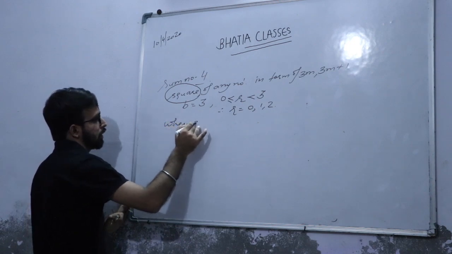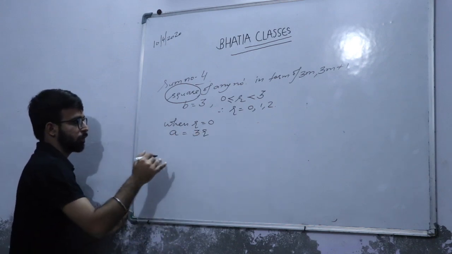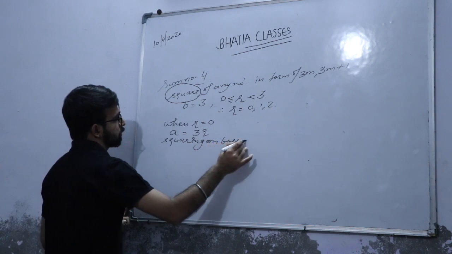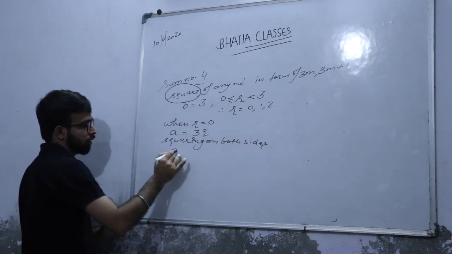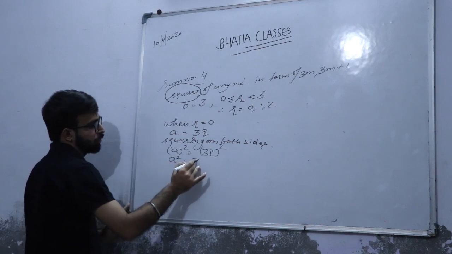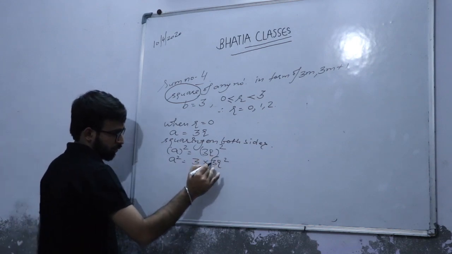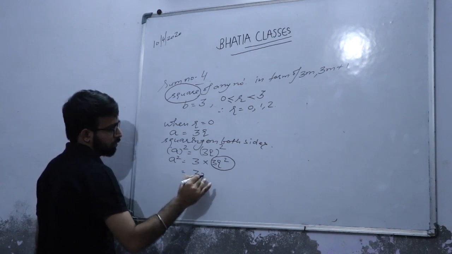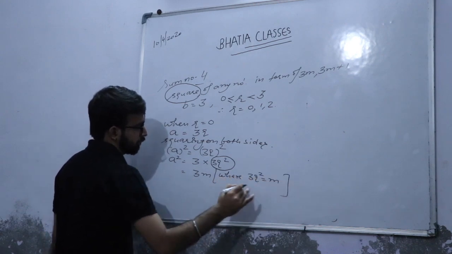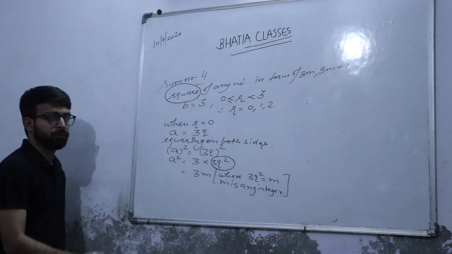When r is equal to 0, a is equal to 3q. Then squaring on both sides, a square is 3q square, which is 3 multiplied by 3q square, that is 3 into m, where 3q square is equal to m. M is any integer.